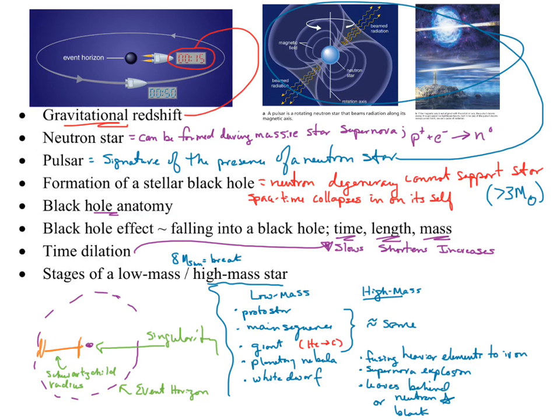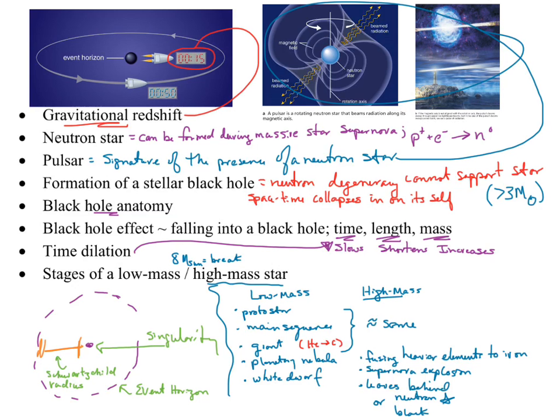Formation of a stellar black hole, neutron degeneracy can't support the star, so basically the fabric of space and time collapses in and on itself. That can occur when the corpse that's left is greater than 3 solar masses.